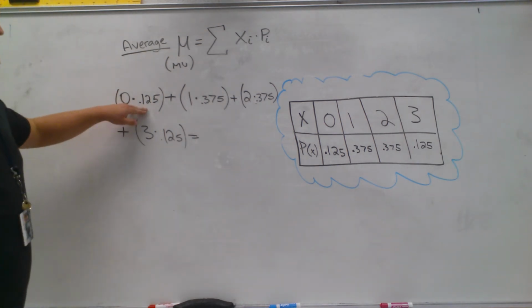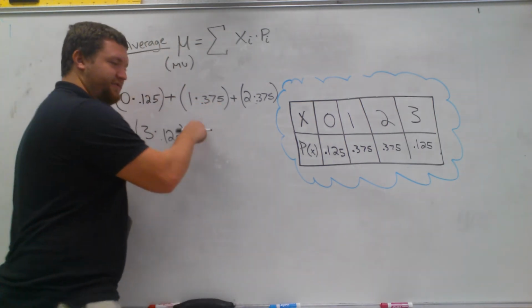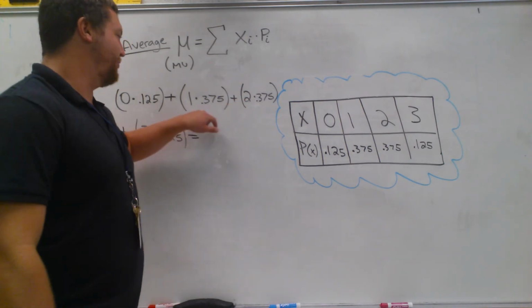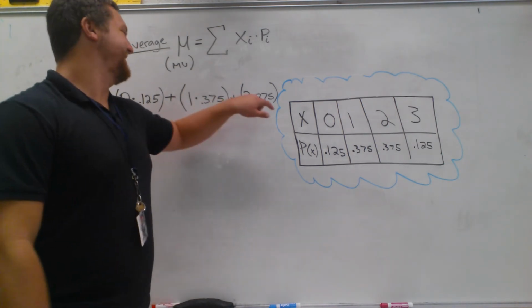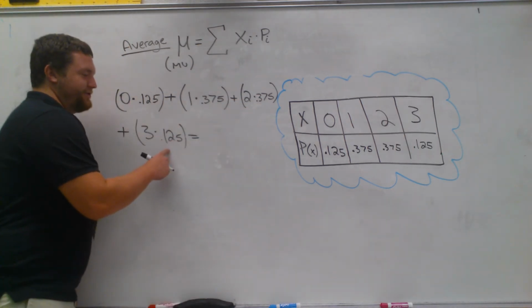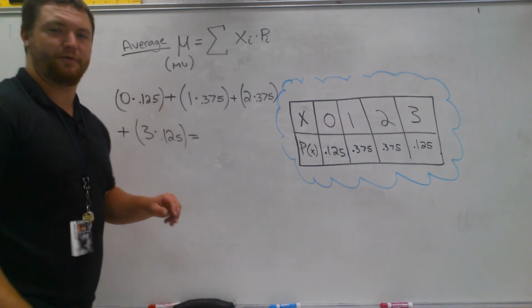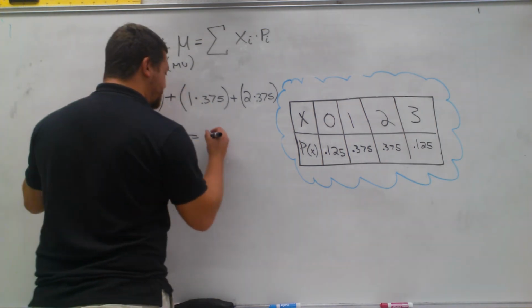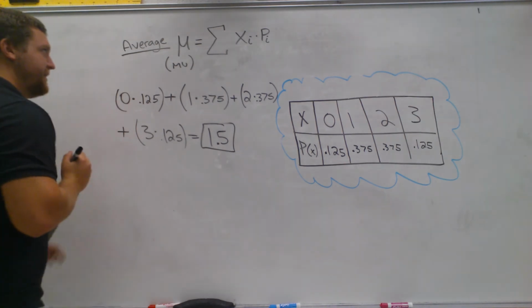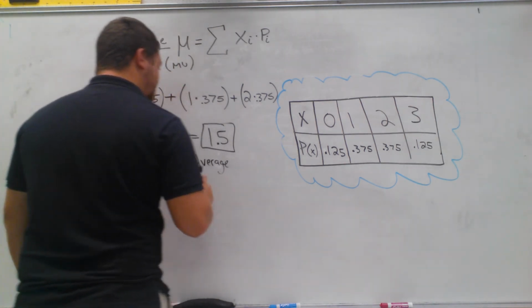0 times 0.125 is 0. 1 times 0.375 is 0.375. 2 times 0.375 is 0.75. And 3 times 0.125 is 0.375. Okay. I just saw the math in my head for no reason. But put that in your calculator, add it all up, you will get this magic number, 1.5. So that is my average. Okay, that's my average.